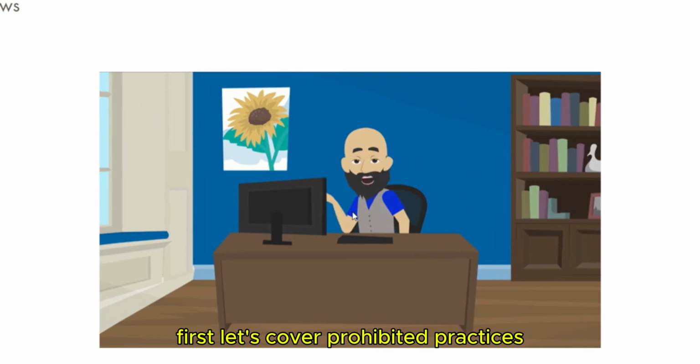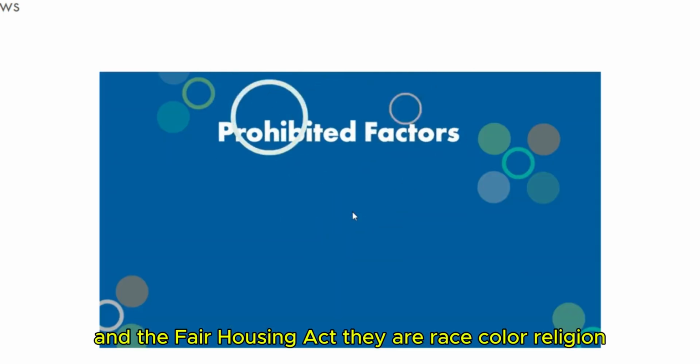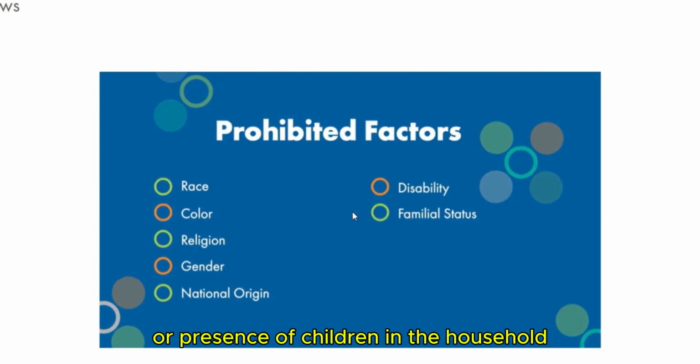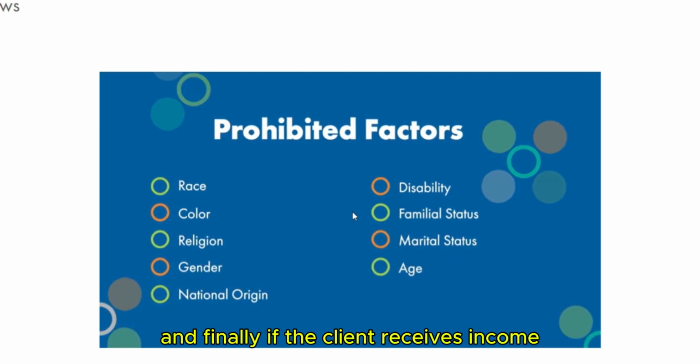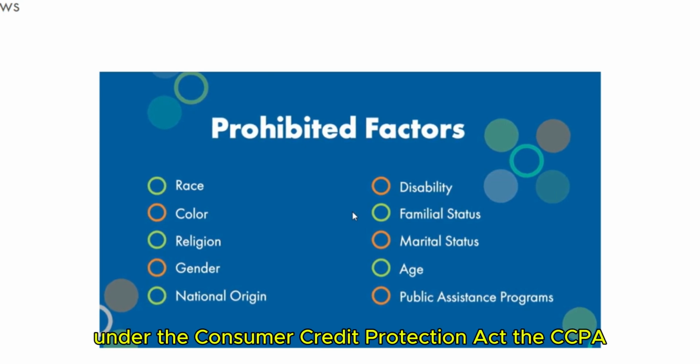First, let's cover prohibited practices and ECOA requirements. There are 10 prohibited factors when combining the requirements of ECOA and the Fair Housing Act. They are race, color, religion, gender, national origin, disability, familial status, or presence of children in the household, marital status, age, provided that the applicant has the capacity to contract, and finally, if the client receives income derived from any public assistance program or has exercised any right under the Consumer Credit Protection Act, the CCPA.